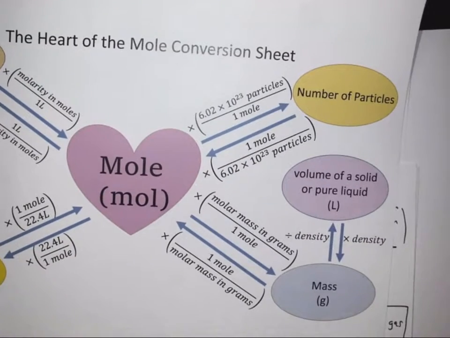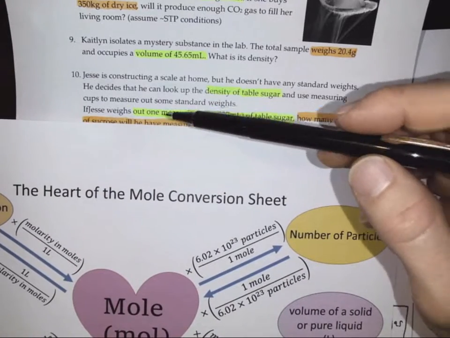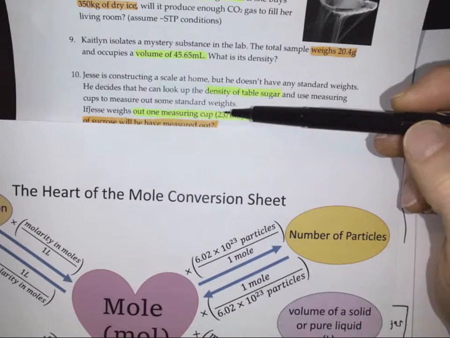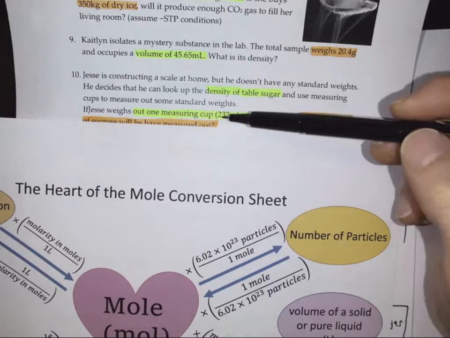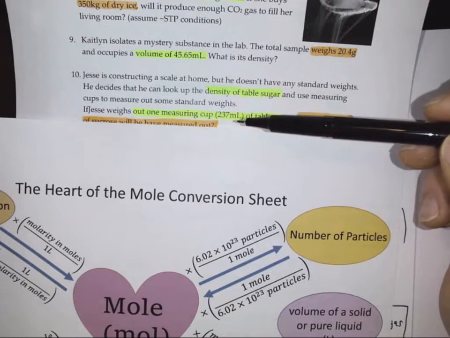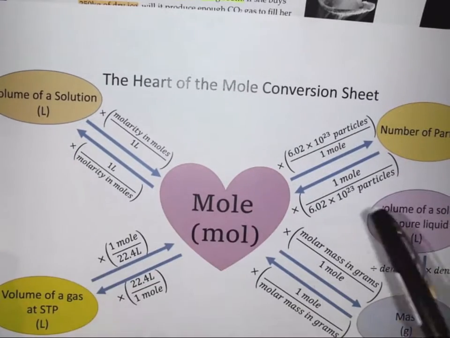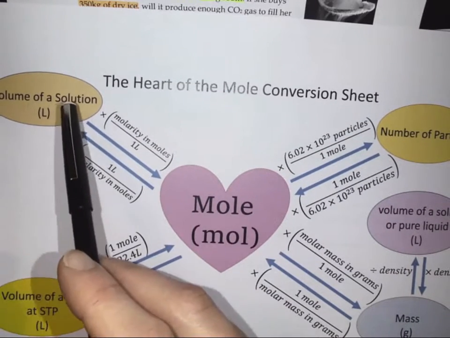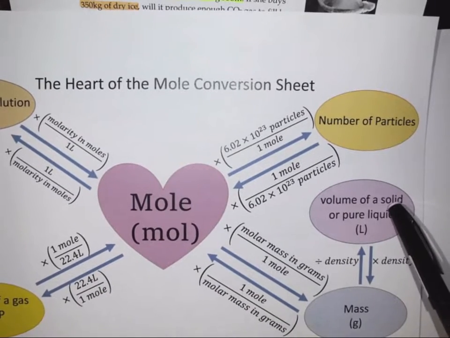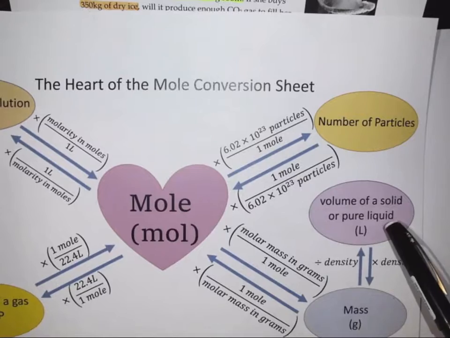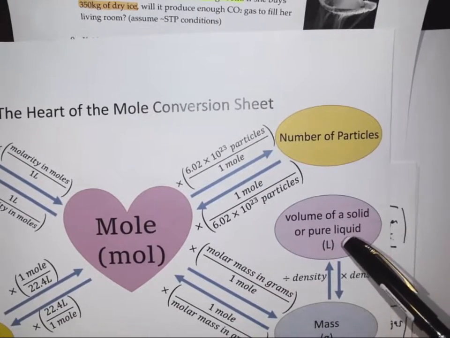Okay, so we've got a lot of information, and the question is, where are we and where are we trying to get? Well, we're told that Jesse has a measuring cup, which is 237 milliliters of table sugar. Okay, 237 milliliters, that's a volume. And so we've got volume in 3 different positions on this sheet. The question is, is table sugar a solution? Is it a gas at standard temperature and pressure? Or is it a solid or a pure liquid? Now, table sugar is a solid at room temperature, so actually that means we live here.